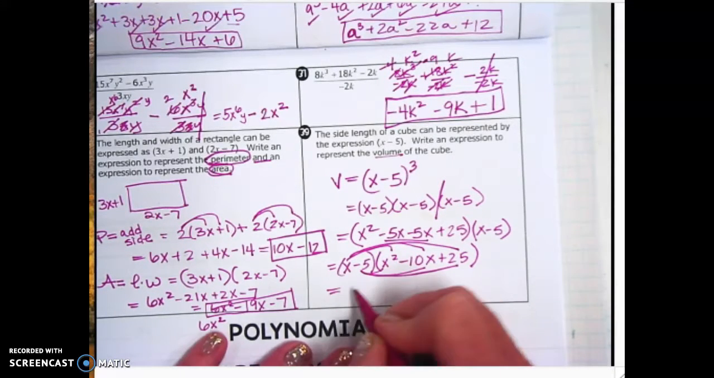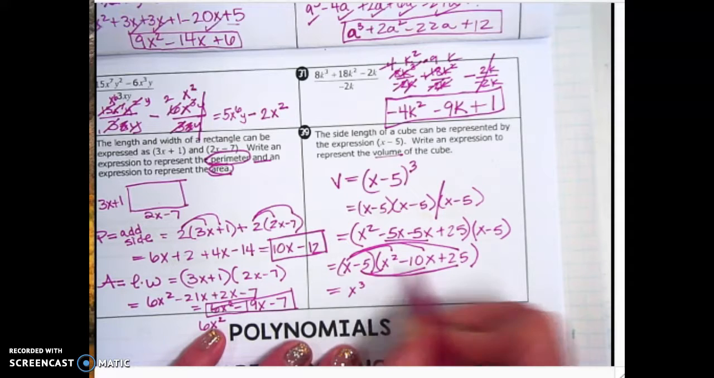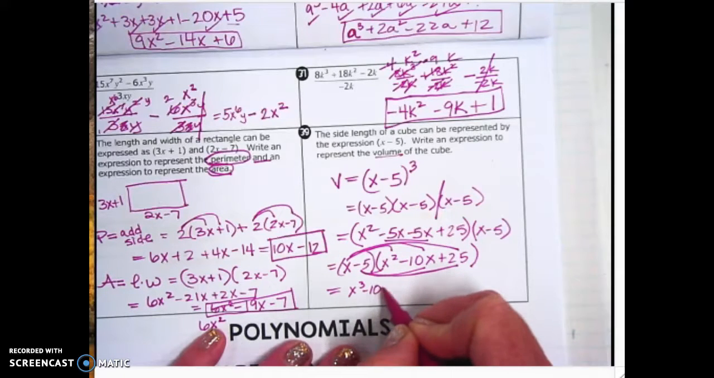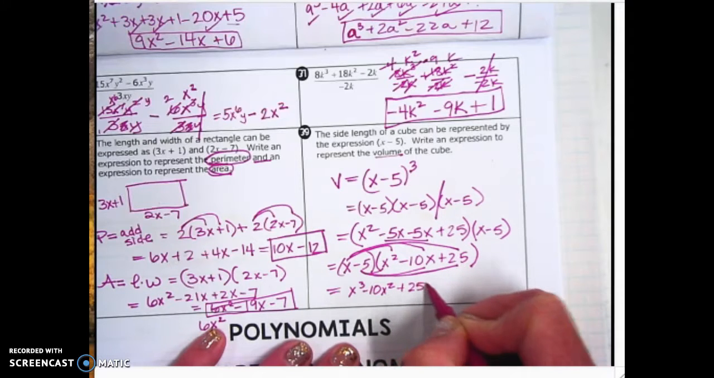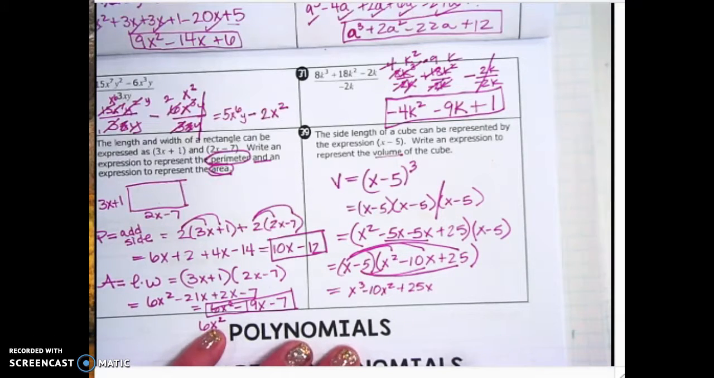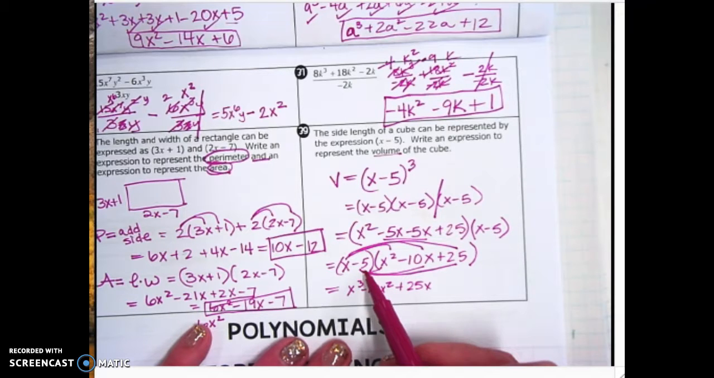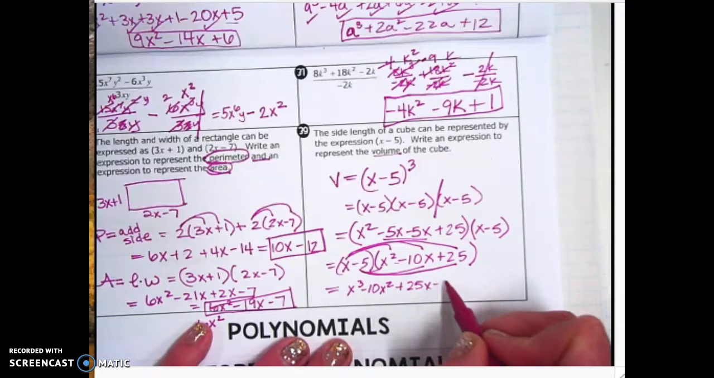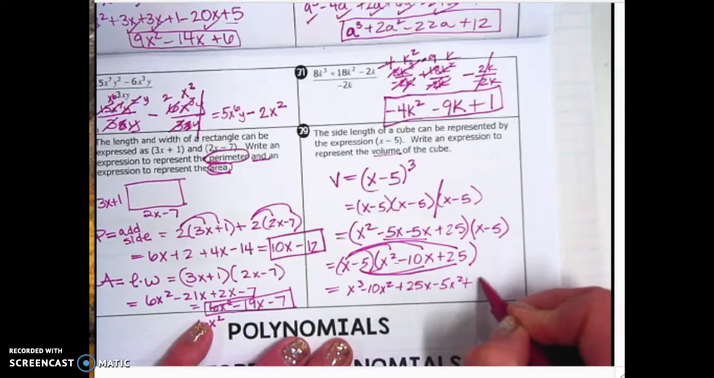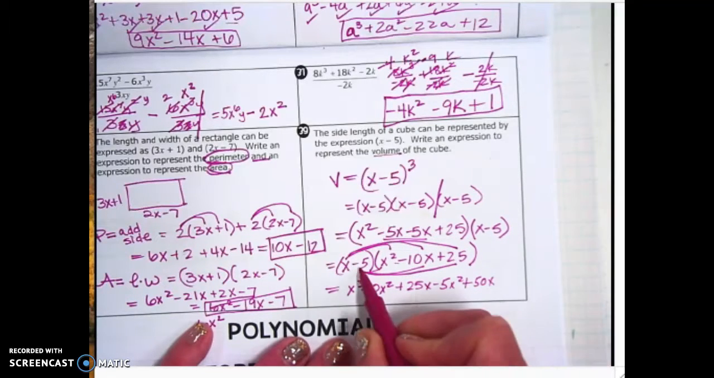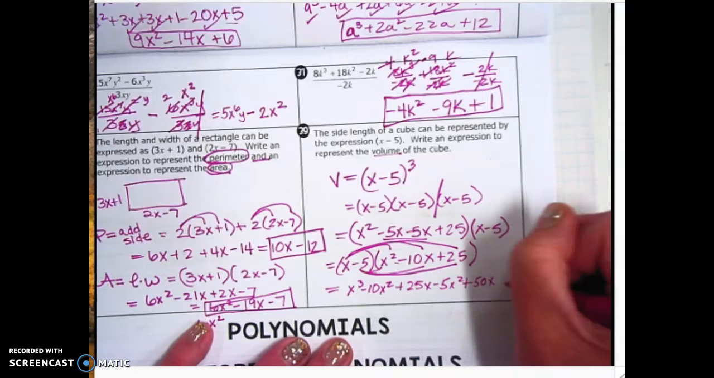So x times x squared is x cubed. X times negative 10x is negative 10x squared. X times 25 is 25x. There's our first 3. Now let's do the negative 5. So negative 5 times x squared is negative 5x squared. Negative 5 times negative 10x is plus 50x. Negative 5 times 25 is minus 125.